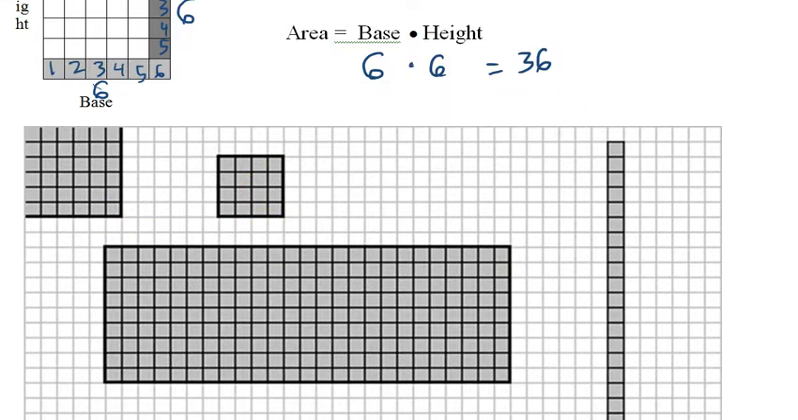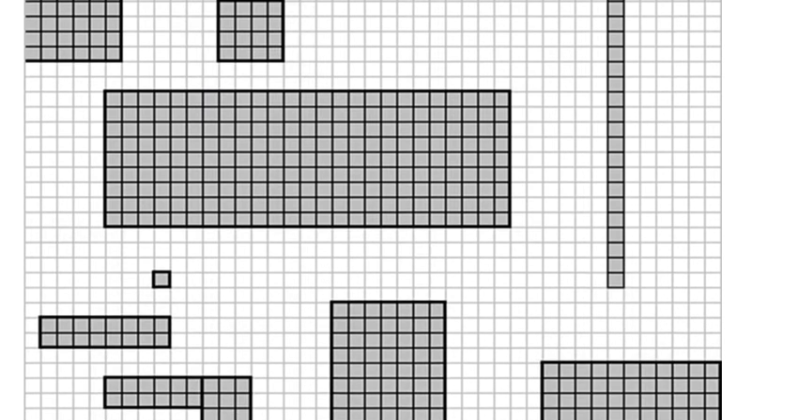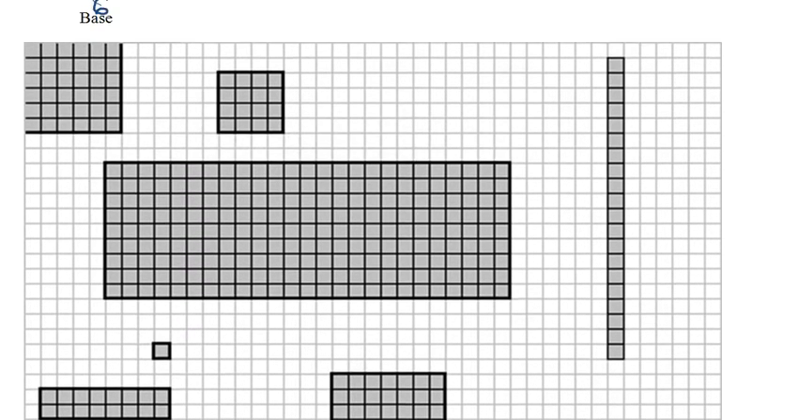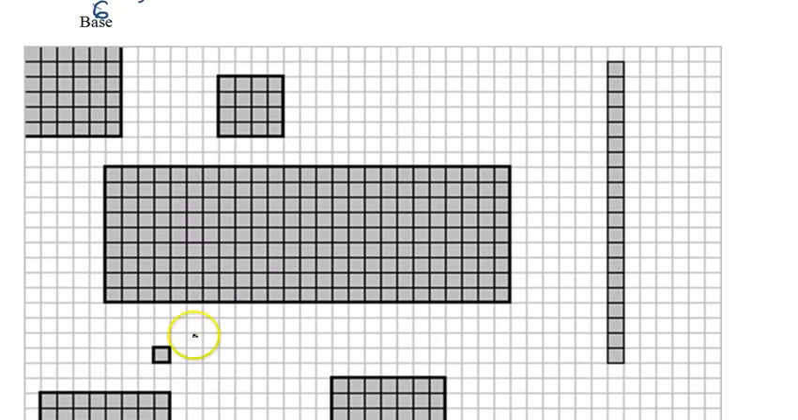So I'm going to let you do all of these little shapes on here and find out what the area is. But I'm going to do this big one right in the front here. So if you count it out, it's 1, 2, 3, 4, 5, 6, 7, 8, 9, 10, 11, 12, 13, 14, 15, 16, 17, 18, 19, 20, 21, 22, 23, 24, 25. 25 squares. And then the height, it's 1, 2, 3, 4, 5, 6, 7, 8, 9. 9.